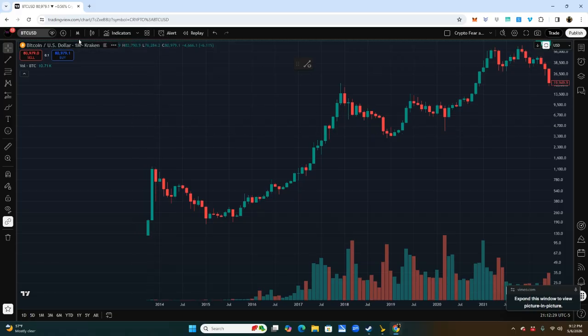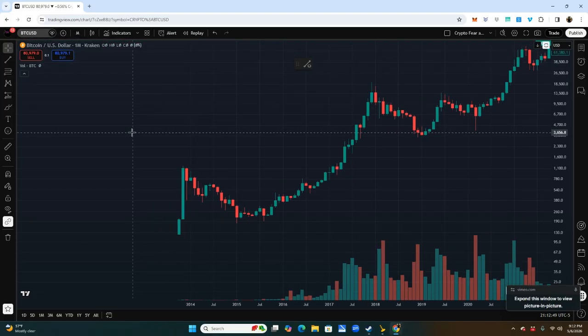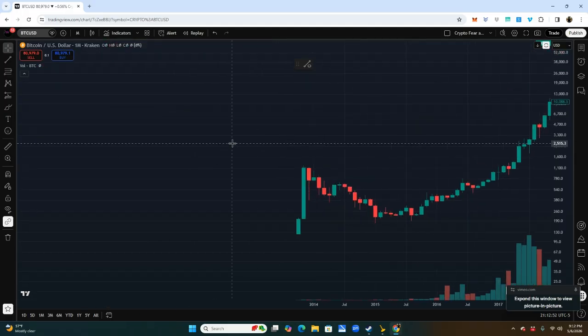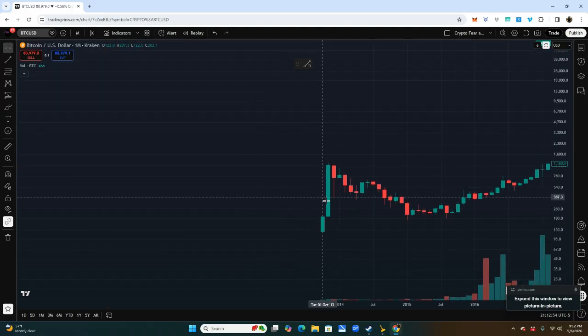Now, over here, this is TradingView. The system I'm using is TradingView, and the time frame is set on a month. You can do this on a daily or a weekly, but we're looking at the bigger picture here, so each one of these candles is a month. Now you want to pull up the symbol you're looking at. Right now we're looking at Bitcoin, so BTC.